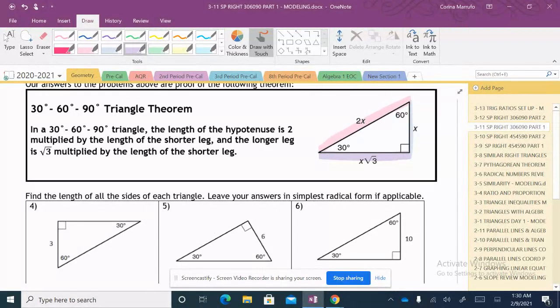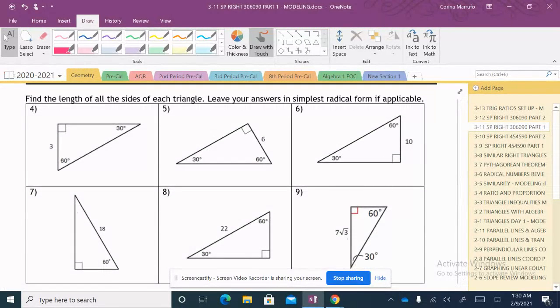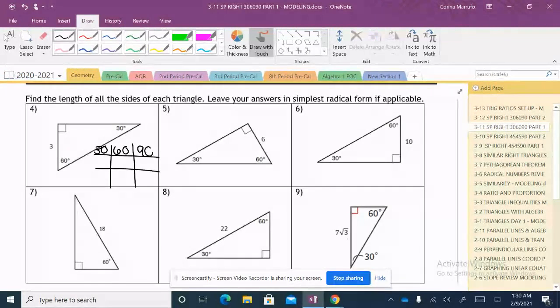Okay, so let's go ahead. Now we have a 30, 60, 90 triangle. I'm still going to make my tables like I did in the previous problem. So here, this time, okay, we have 30, 60, 90, which is x. X times the square root of 3 is across the 60, and then 2 times x is going to be across the 90. Okay, and so then from there, we're going to go ahead and take our information.